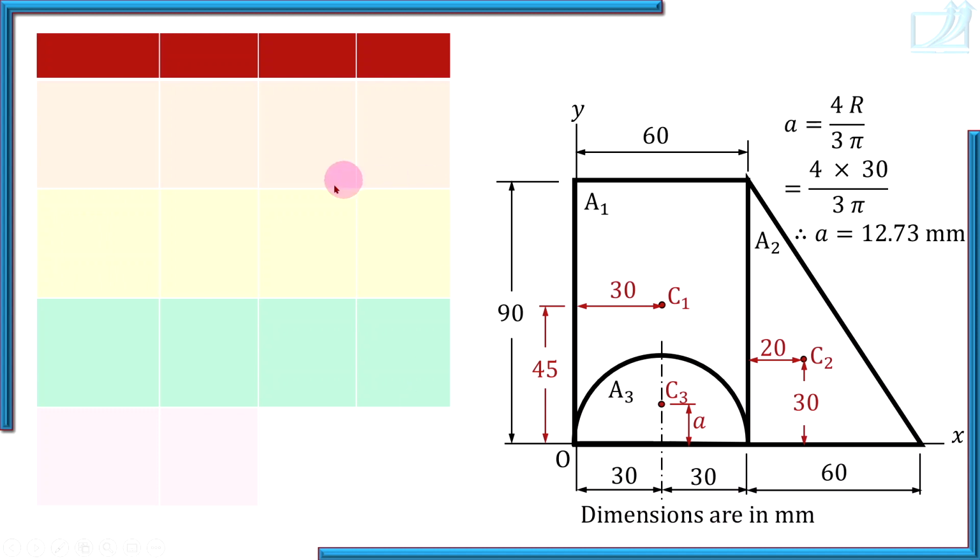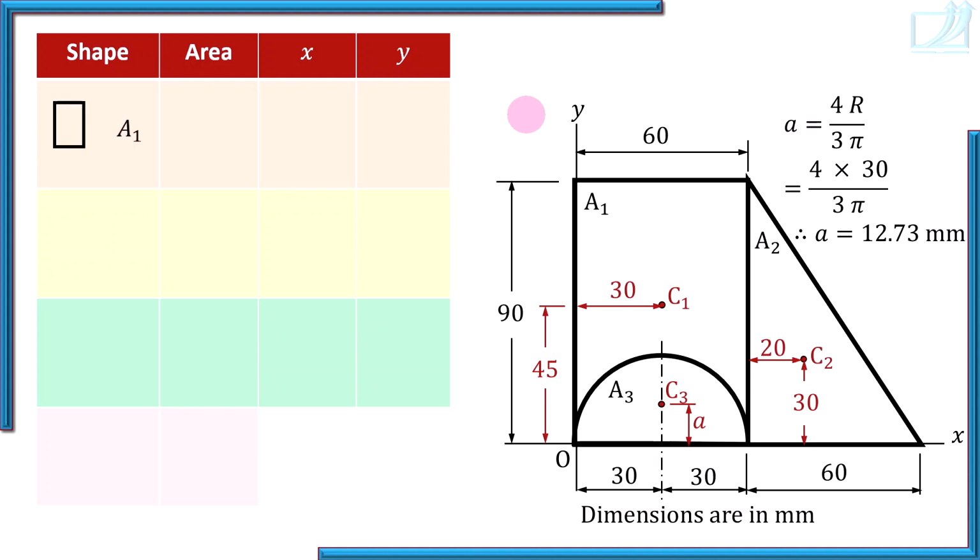So watch carefully here, there are 4 columns. Which are the 4 columns? Listen. Shape, area of that shape, and xy coordinates of centroid of that shape. And now put the values one by one.